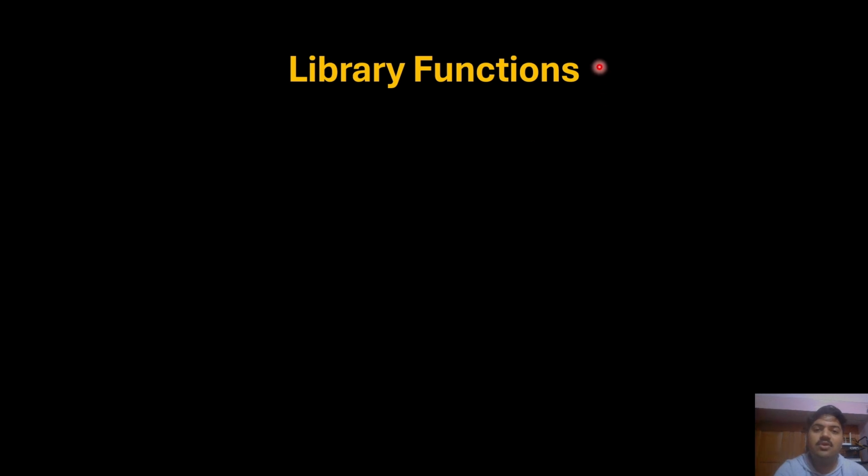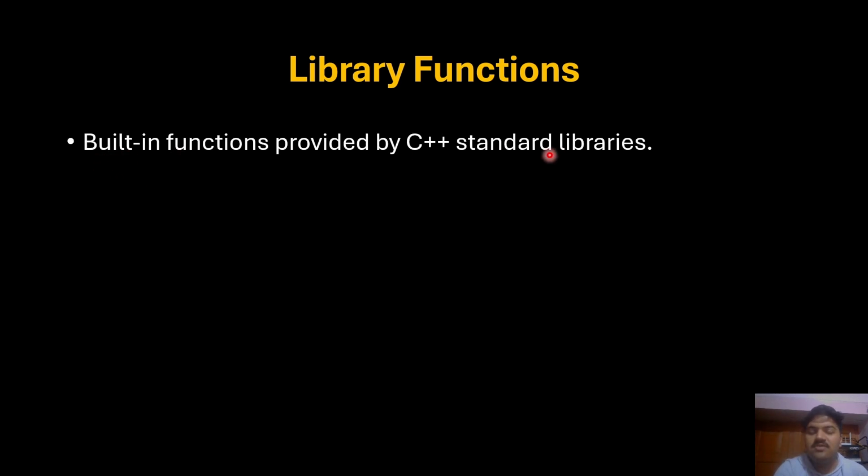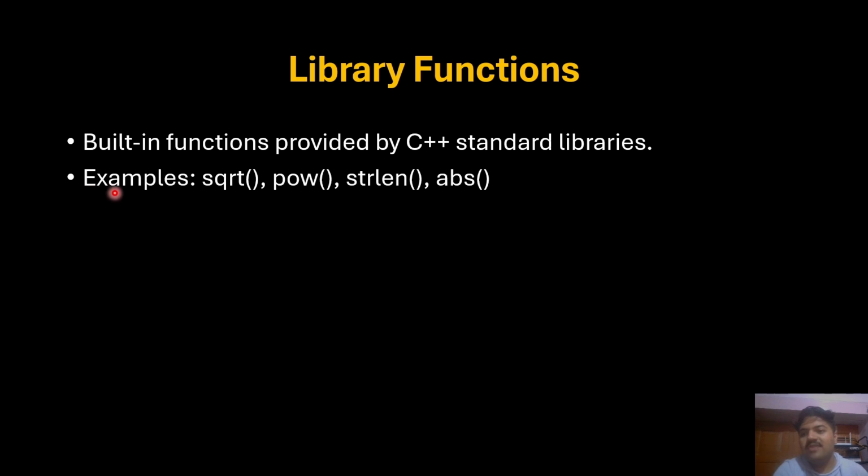So now we'll be talking about types of functions, among which first is library functions. Built-in functions provided by C++ standard libraries. So in the C++ language, we come with some standard libraries which have some functions which we can use in our codes. Examples are sqrt for calculating a square root, pow for calculating the power of a number, strlen for length of a string, abs for absolute value, and so on.